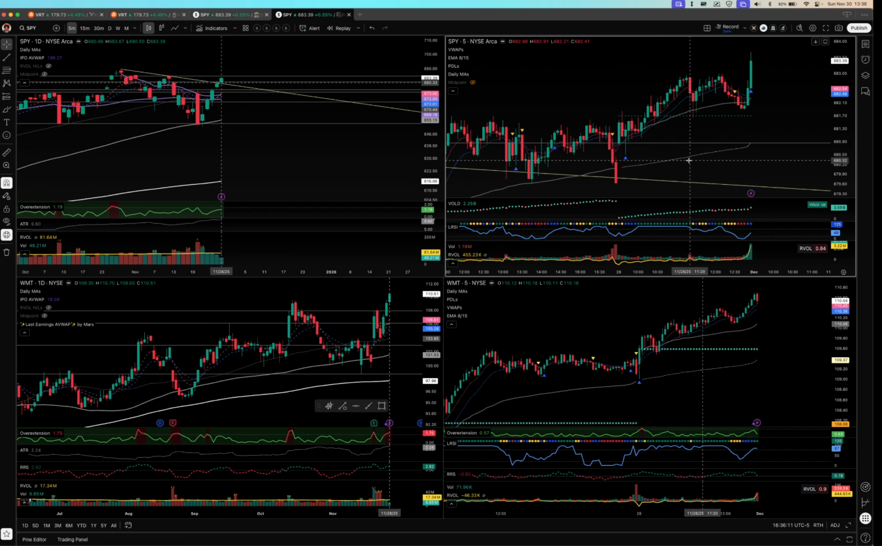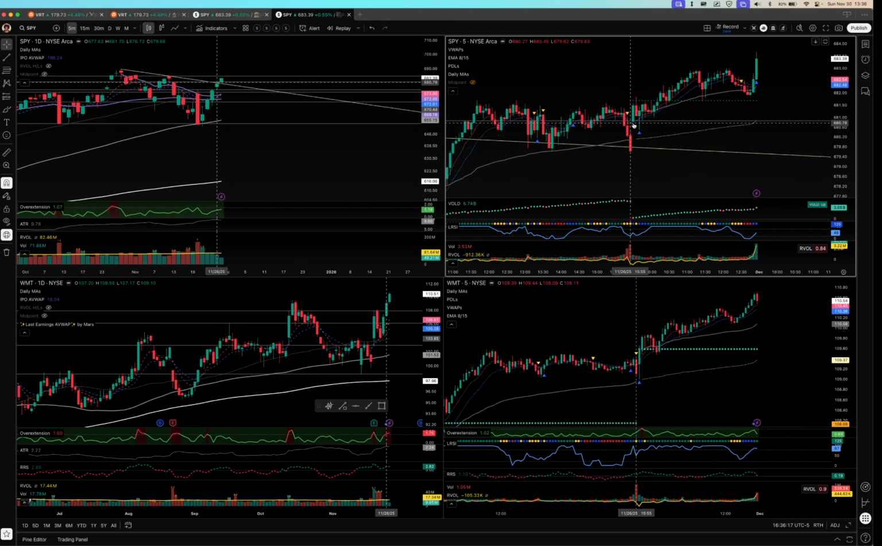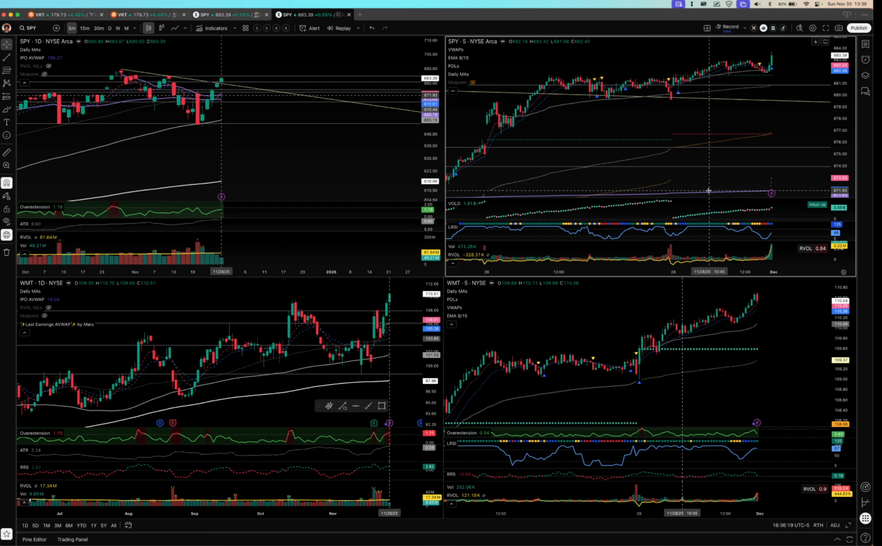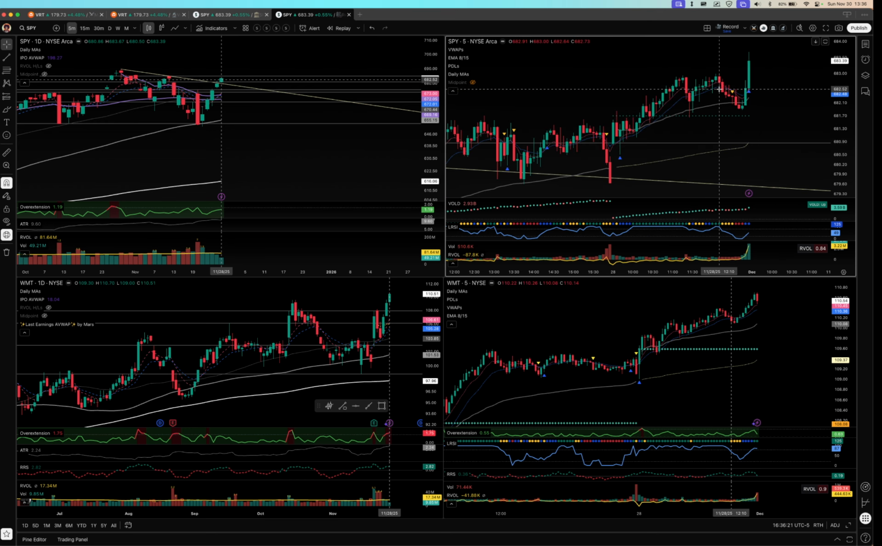This dotted, kind of yellowish line is the VWAP from 1 day ago, and this dotted orange line is the VWAP from 2 days ago. So those two are plotted over here.